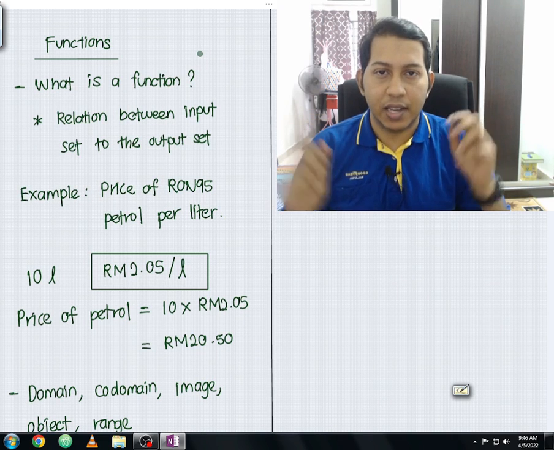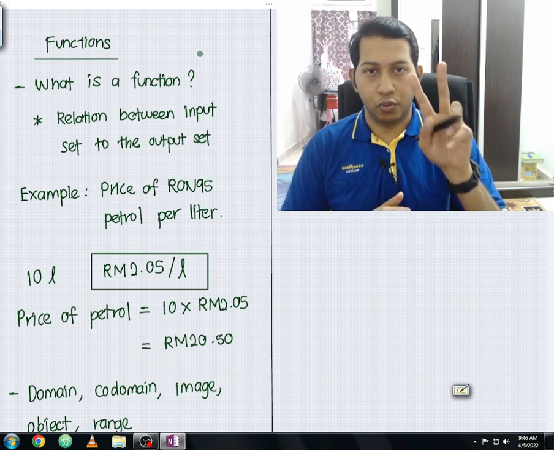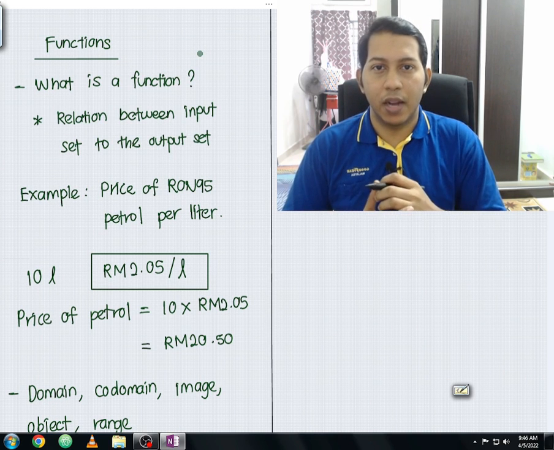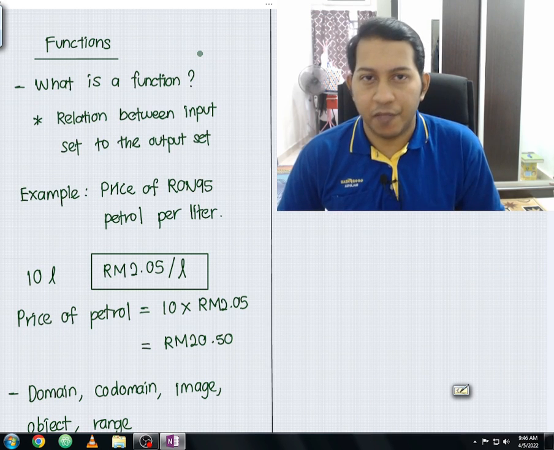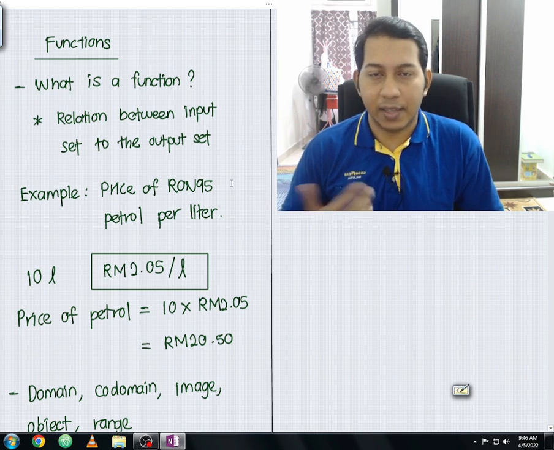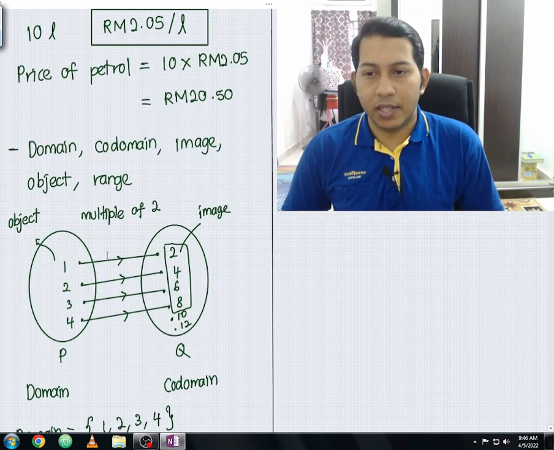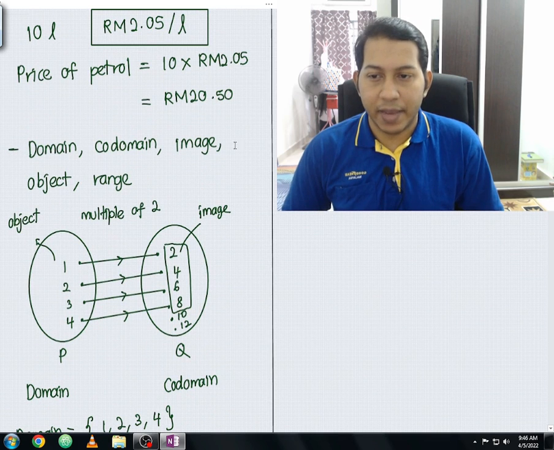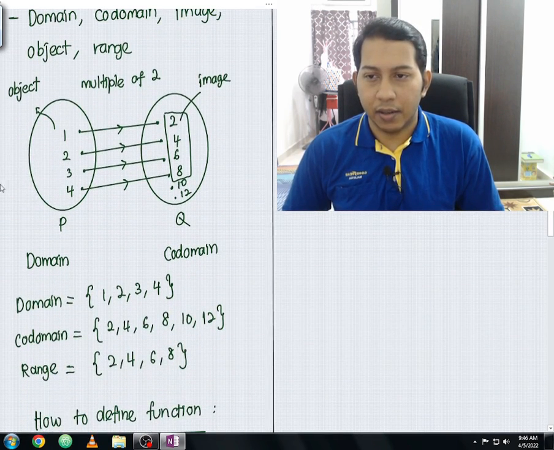In this lecture video we're going to talk about functions, lecture 2. Let me give you a quick recap of the previous lecture. We discussed what a function is and explained some examples, and I also covered the meaning of domain, codomain, image, object and range, and how they apply in a function through the arrow diagram method.